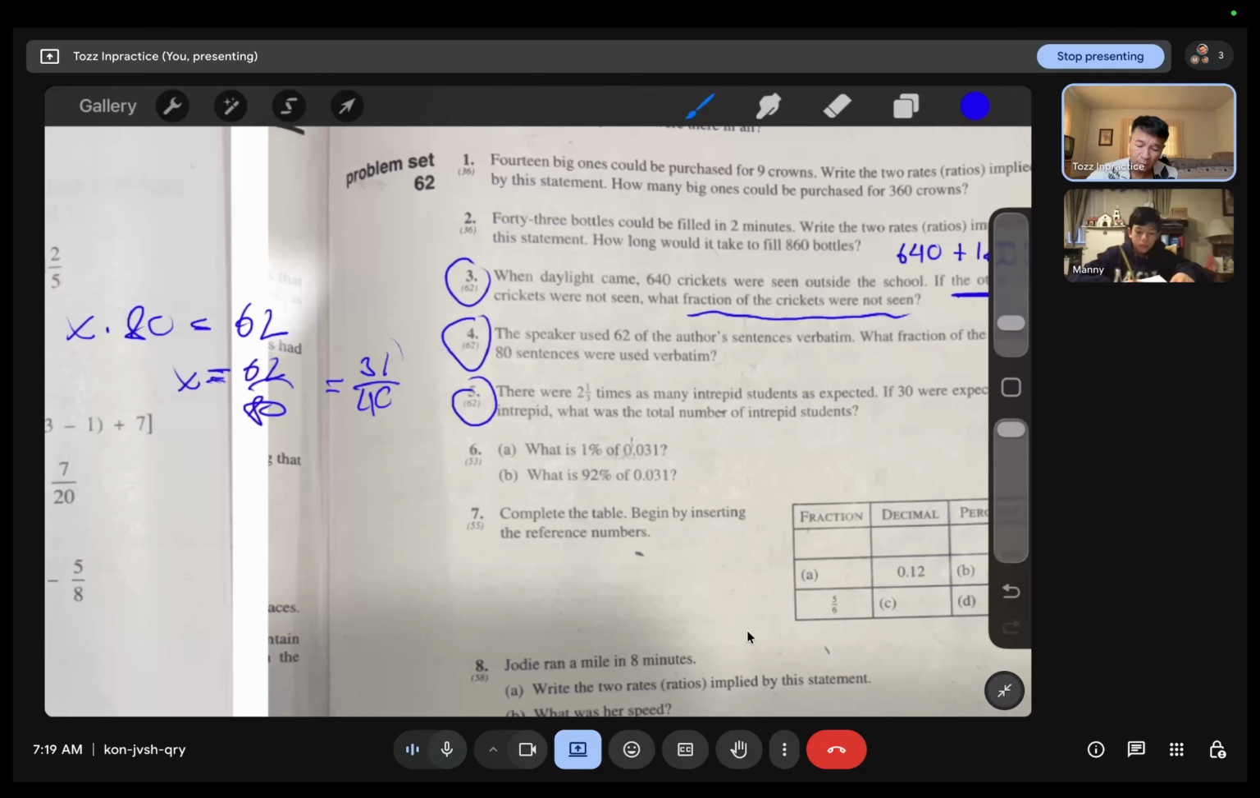And that's it because 31 is a prime number. So you're done. Is that okay? So 31 over 40 would be the answer for number 4.